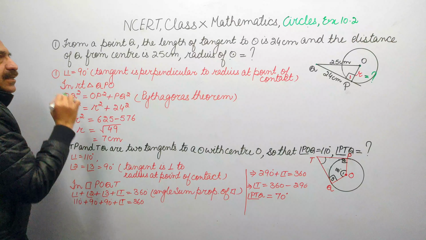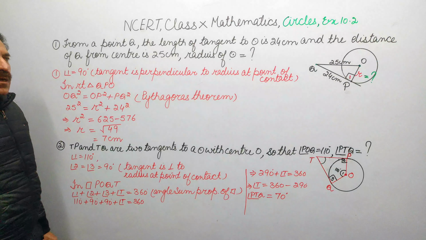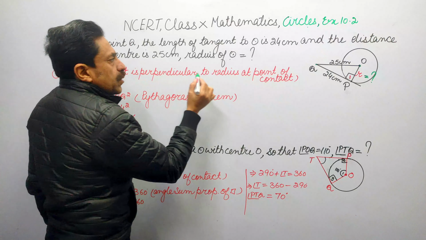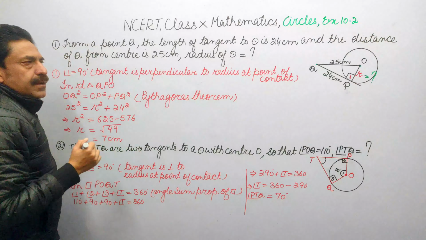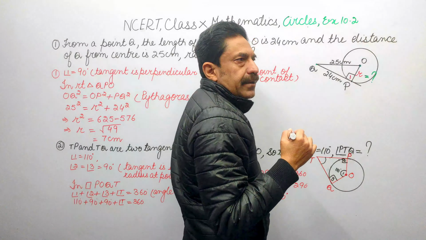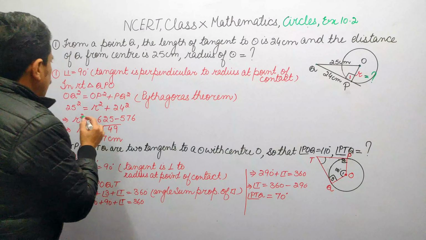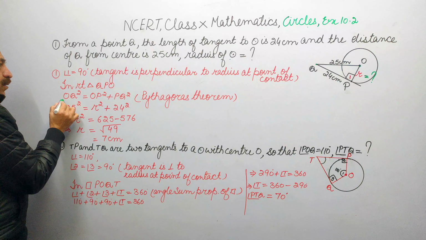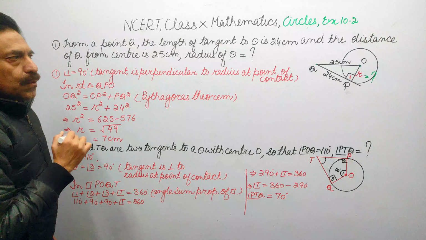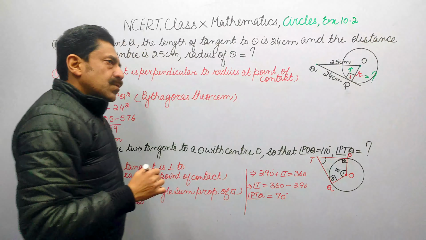So first, angle 1 is equal to 90. The angle between radius and tangent at the point of contact, which we normally state as tangent is perpendicular to radius at point of contact. Now because one angle is 90 degree, this triangle becomes a right triangle, and in a right triangle, we can apply Pythagoras theorem. Applying Pythagoras theorem, we get square of hypotenuse is equal to sum of squares of remaining two sides. Which is the hypotenuse here? The side opposite to the 90 degree angle, that is OQ.